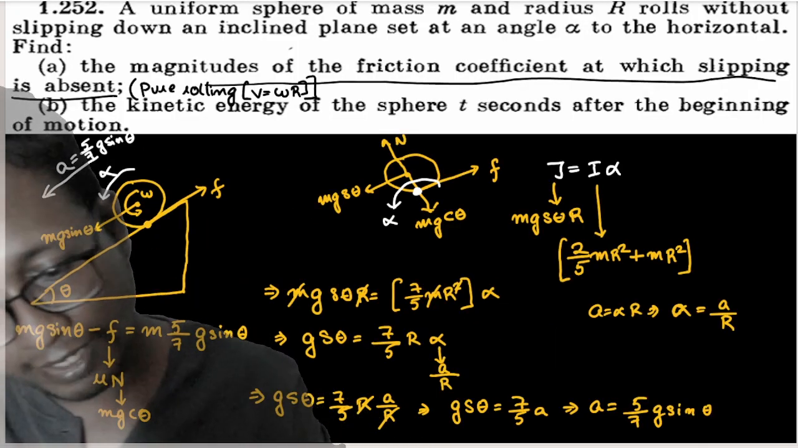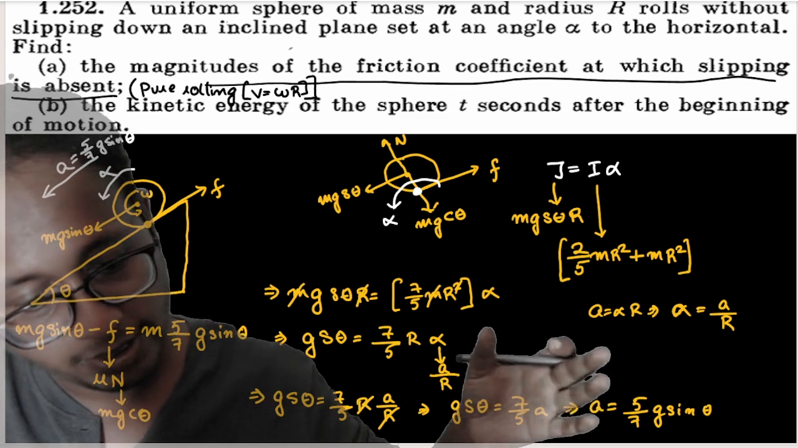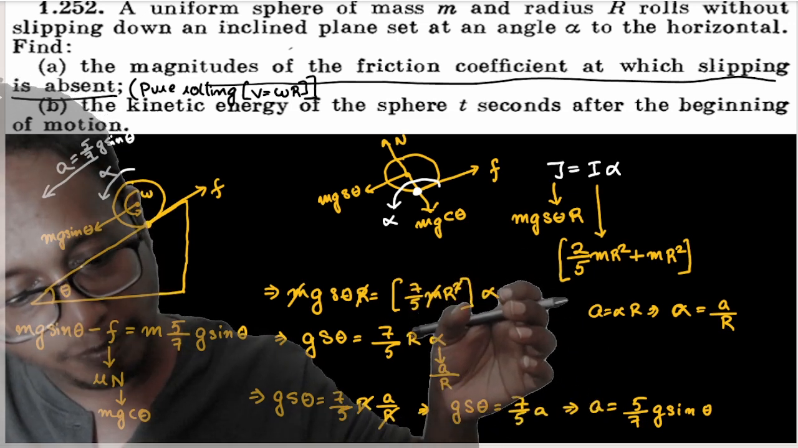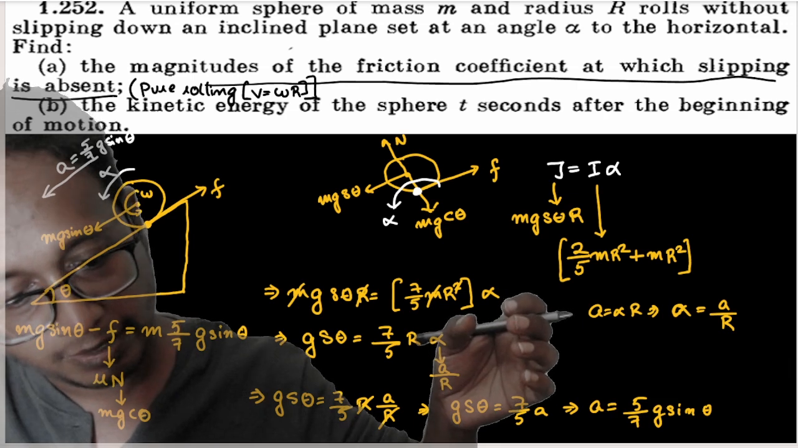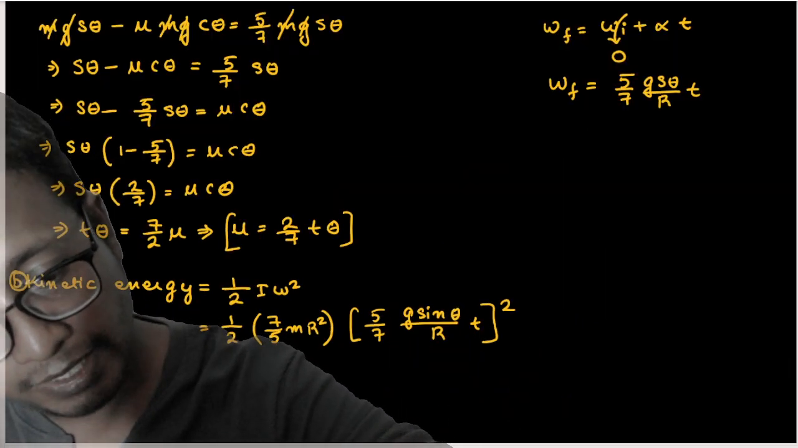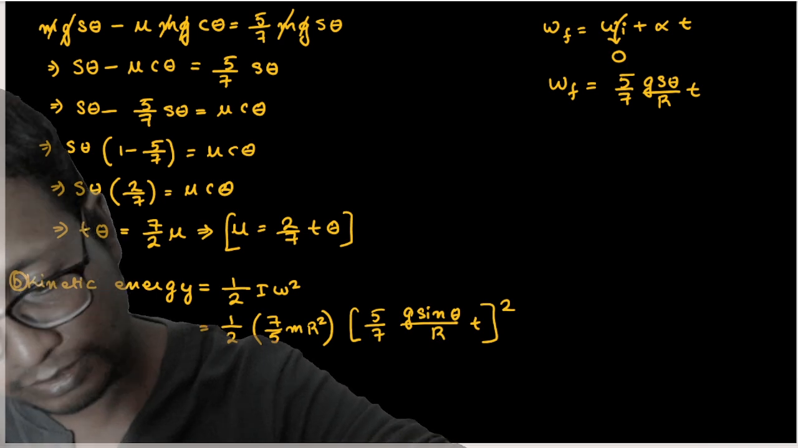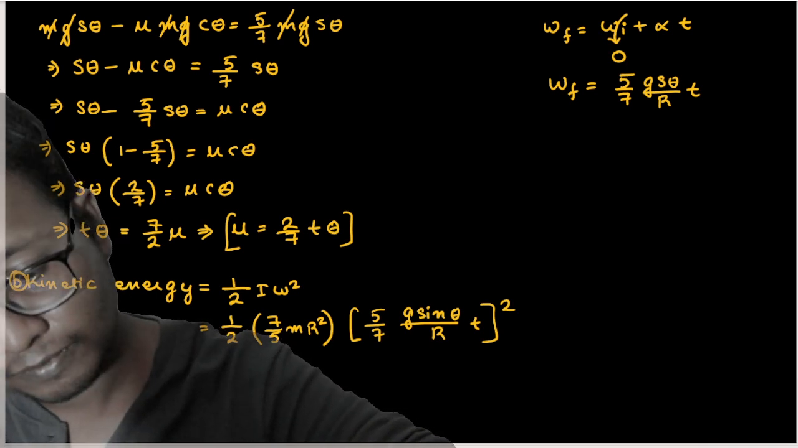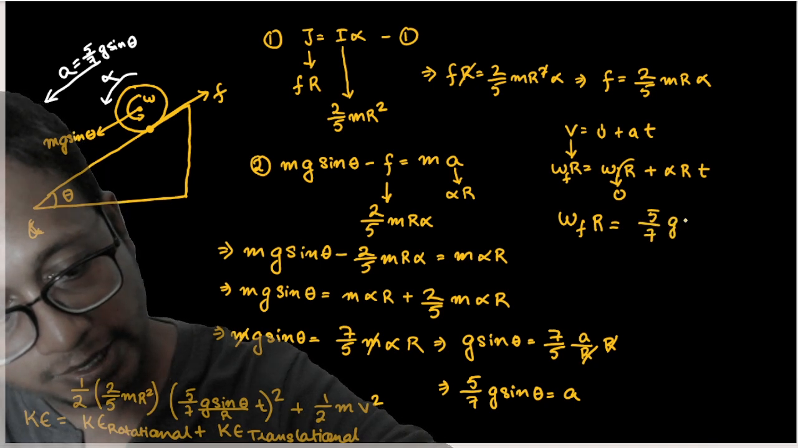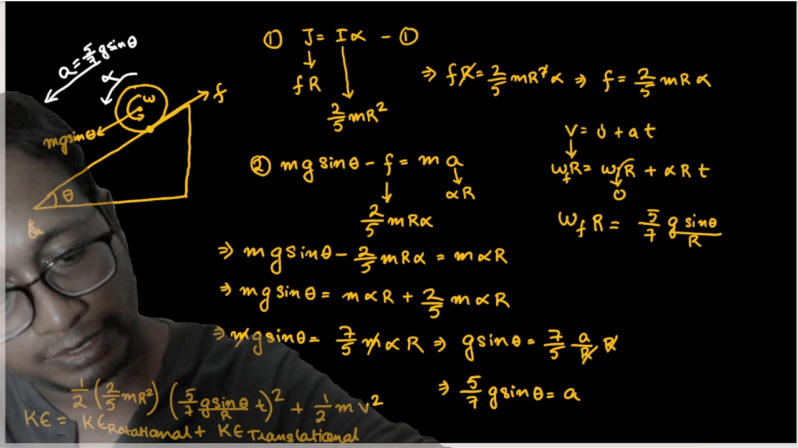The value of alpha is the same in both cases. What is the value of alpha? The value of alpha is nothing but 5 by 7 g sine theta by r. Where did I find it out? 5 by 7 g sine theta by r. Okay, this is the value of alpha.